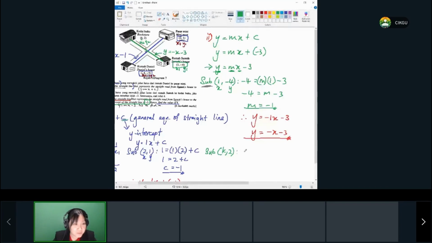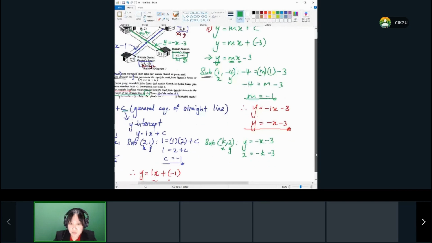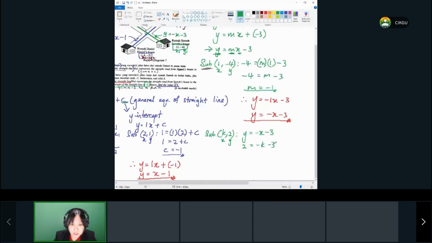Okay, so sub y equals to negative x minus 3. Of course, k is the x coordinate, 2 is the y coordinate. So 2 equals to negative k minus 3. From here it is simple algebra. Move the -3 over here: 5 equals to negative k. So k equals to -5. Done.